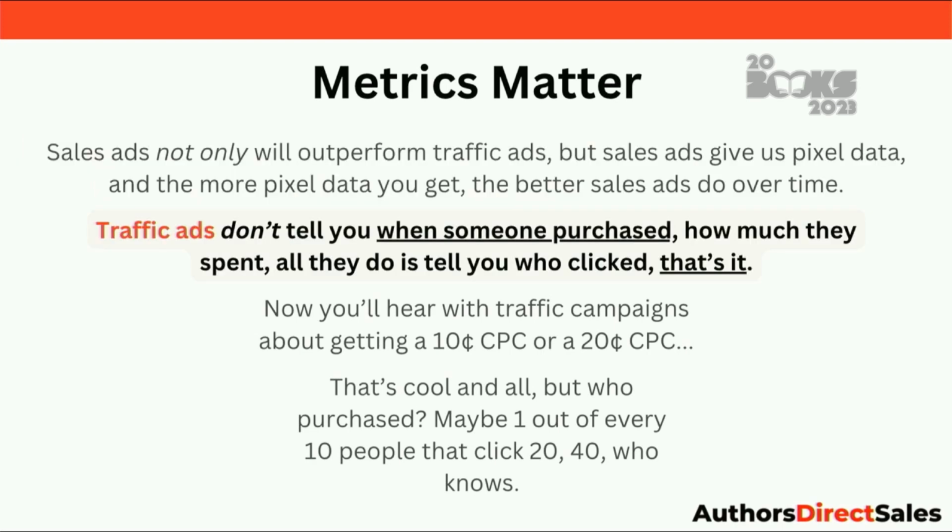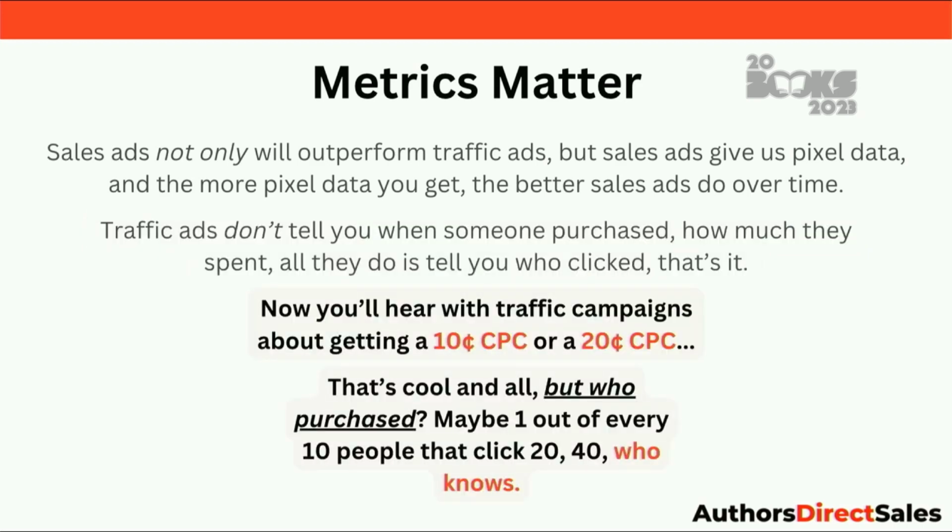Traffic ads don't tell you who purchased or when someone purchased or how much they spent. All they do is tell you that someone clicked. That's all they do. Now with traffic campaigns, you get like a 10 cent or maybe even a 5 cent CPC, I've seen a 20 cent CPC. That's cool, but who purchased? Maybe 1 out of 10, 1 out of 20, 1 out of 40. You can track with Amazon attribution links, yes. I'm going to talk about that in a minute, but it's pretty difficult. With this, you're also not building that data with the Amazon attribution links, it's just giving the data to Amazon. You're just paying for their data, essentially.